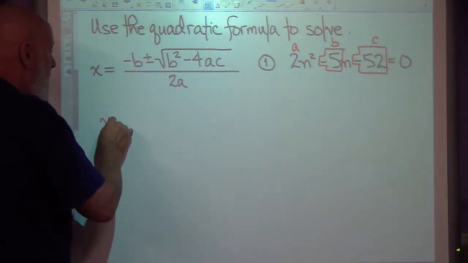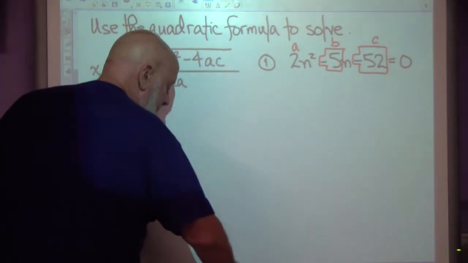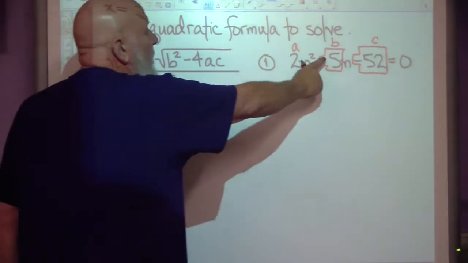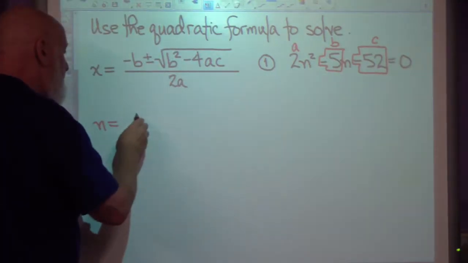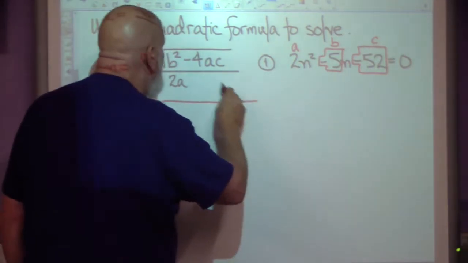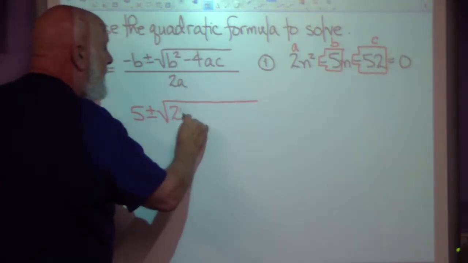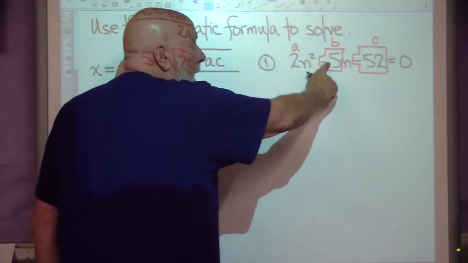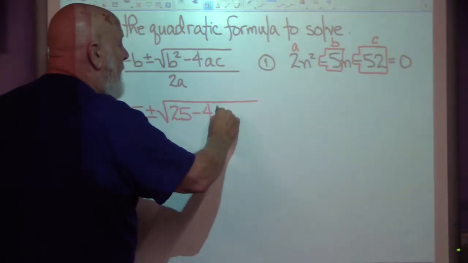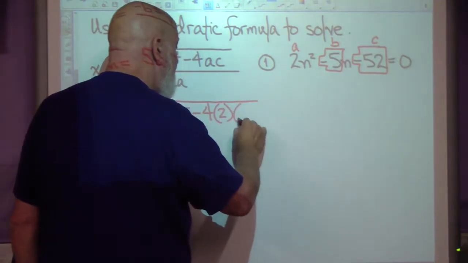So here we go. X, or in this case I guess it would be n. Our variable is an n instead of x. The variable can be anything. The values that will make this true are the opposite of b. That would be the opposite of -5, which is +5. Plus or minus the square root. B squared, -5 squared. -5 times -5 is 25. Minus 4 times a, which is 2, times c, which is -52.